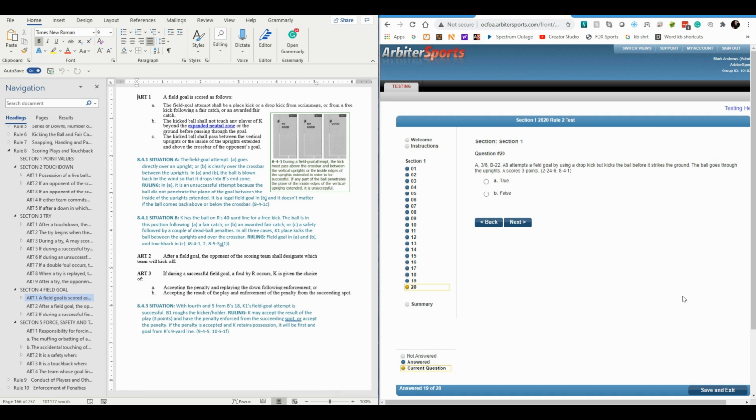It's simply a ball into the end zone, and it would be a touchback, and it would be our ball, first and 10 on the 20. So the answer here is false.